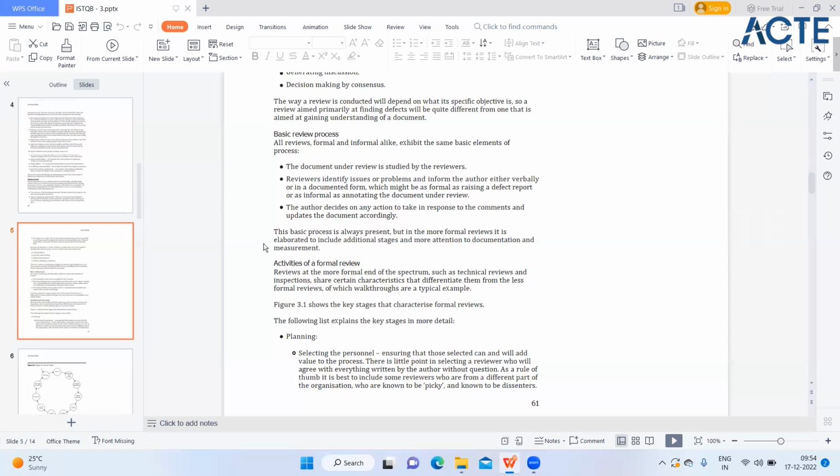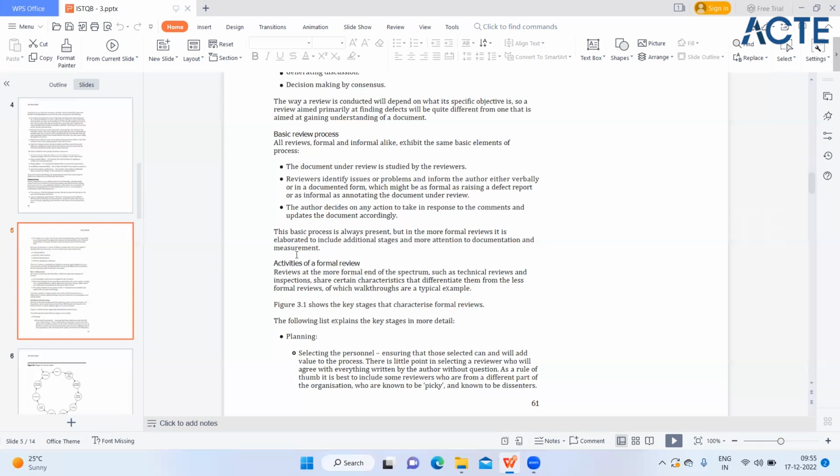Now, one question: what are the other roles in this process? Like there's an author, there's a reviewer, and who else is there? So the author is the main, and reviewers are, we can say, the developers, testers, whoever is involved in that meeting. Maybe stakeholders are also present, but here they are explaining these two roles only. Okay, so the author is the main, and reviewers are the other ones who are involved in that meeting.